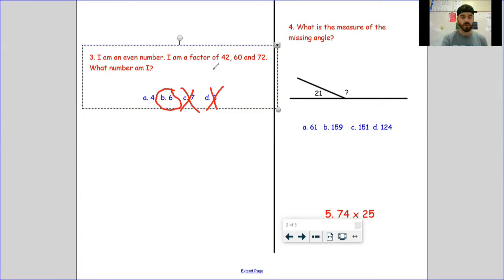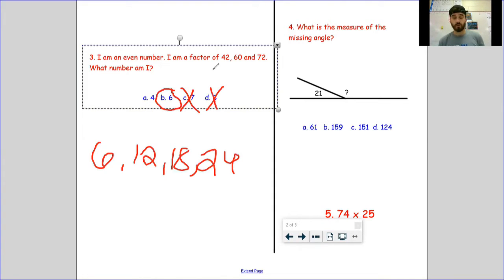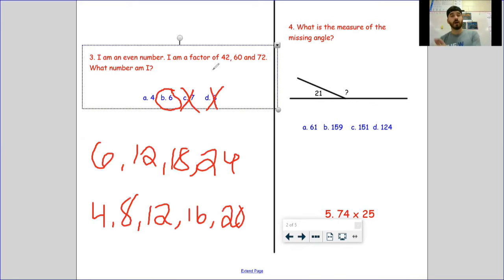You've got to list multiples. 6 times 1 gives me 6. 6 times 2 gives me 12, 18, 24. And guys, you may have to do that for all the answer choices if you don't know your facts. Like if you're looking at the number 4, you may have to sit there and list all your multiples until you get up to or past those numbers.